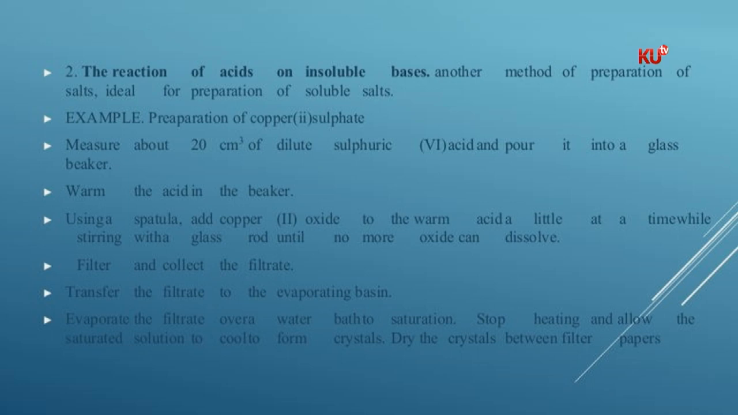First procedure, you measure about 20 centimeters cubed of dilute sulfuric acid and put it into the beaker, and then you warm the acid. Why are you warming the acid? You warm the acid to speed up the reaction between sulfuric acid and copper 2 oxide. When you add the copper 2 oxide to the sulfuric acid, you stir a little at a time as you add, forming copper 2 sulfate solution.